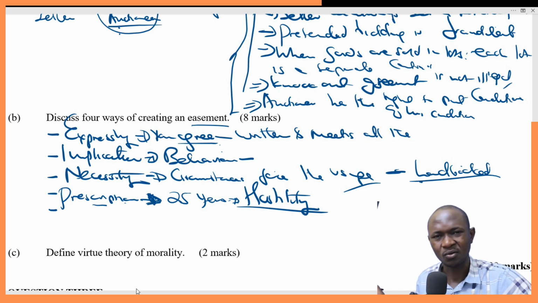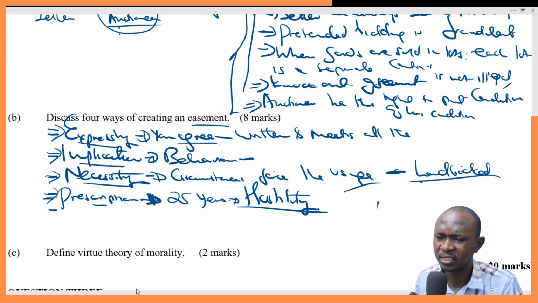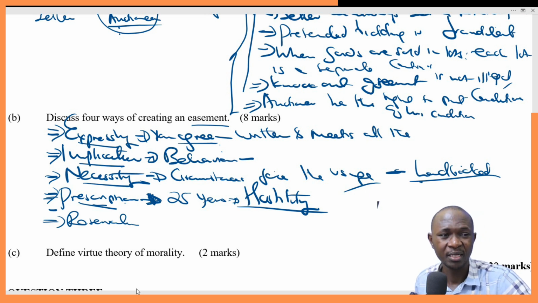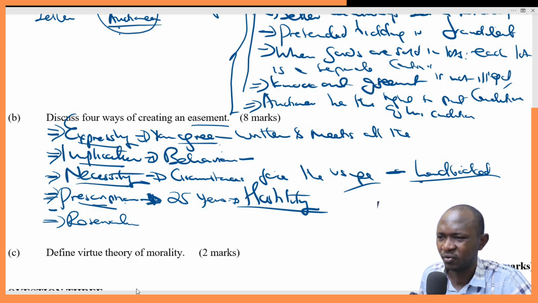So I will advise further that you go check on all these: express grant, implication, necessity, prescription, and there's also another one, reservation. You can also check on that, but these will form the answers to this question. Implication, express grant, prescription, then necessity. These are the 4 ways of creating an easement. Please check on all this and get the notes for them.